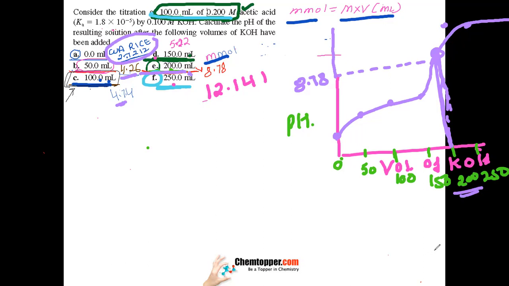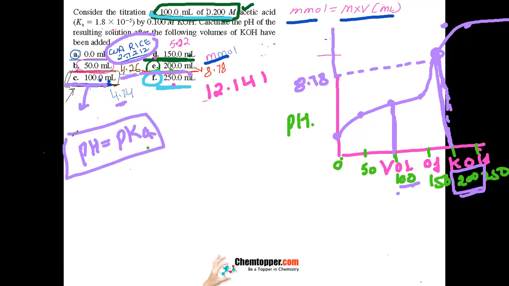What is the half equivalence point, children? When half of the acid is neutralized? Can you give me the volume of half equivalence point? I need 200 ml to neutralize it completely. So how much is needed to neutralize it exactly half? 100. This one. This is the half equivalence point. Remember at this point, pH is equal to pKa. pH equals pKa, the best buffer is the half equivalence point.